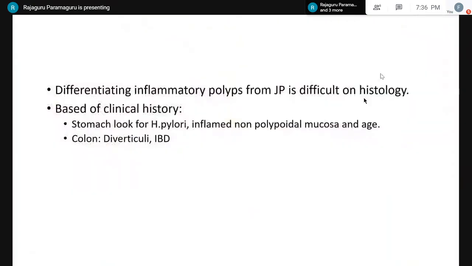So as I told, history is very important. You have to do a background check. In the stomach, you have to look for H. pylori, mainly in a hyperplastic polyp. The most common cause being H. pylori gastritis, so you have to look for that. And the inflamed non-polypoidal mucosa and the age of the patient are important. And in the colon, inflammatory bowel disease, ischemic colitis, diverticuli, any other inflammatory pathology is important. So this is about that.